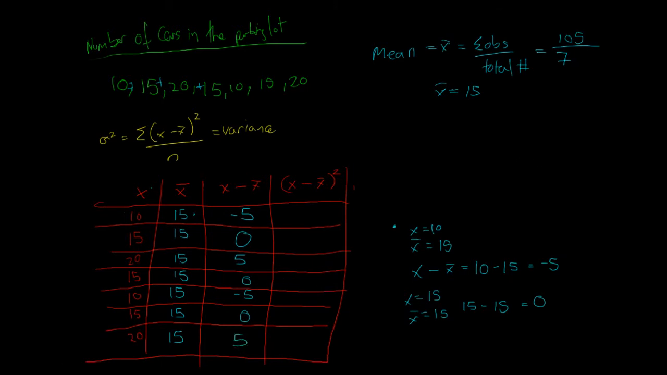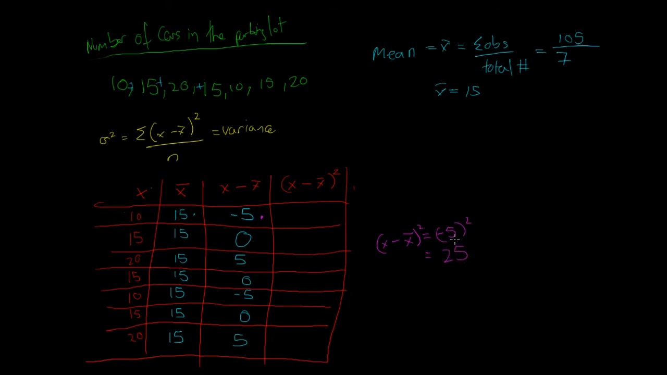Next, what we need to do is square these deviations from the mean. So in order to do that, we take this deviation which we have here. For our first observation, our deviation is -5. And we just square it. So we'll square both sides of these equations. So that will equal 25.